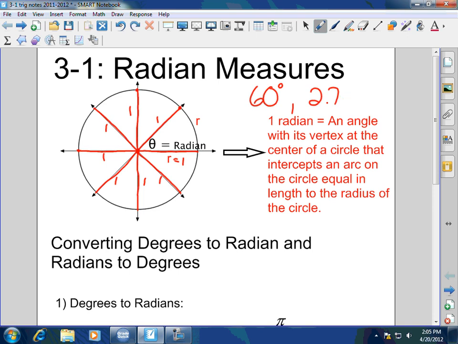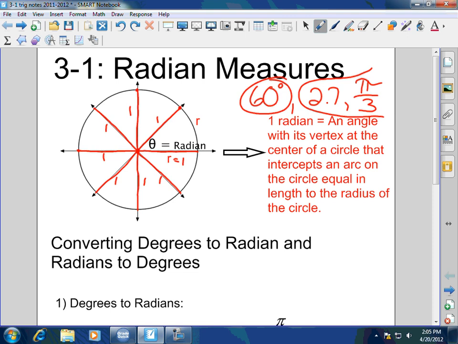Another popular way to describe radians, and we're going to go through all of this today, is in pi format, pi over 3. Those would be radians. That's a degree because it has a degree symbol. So that's one difference. Secondly, let's try to investigate this definition a little bit.